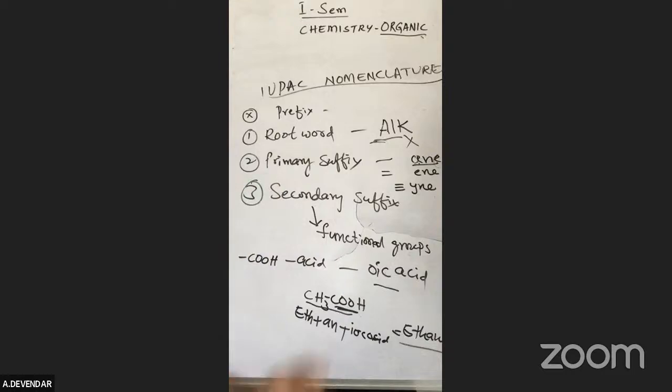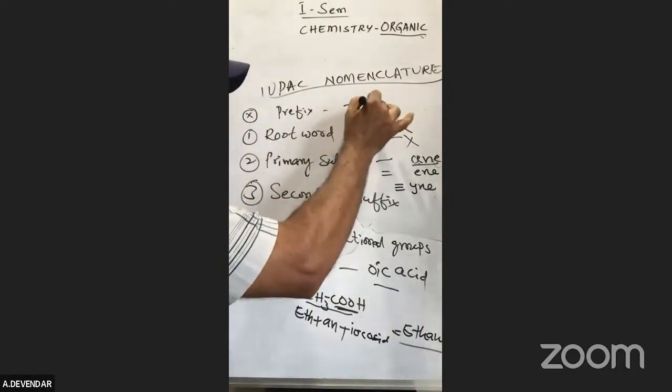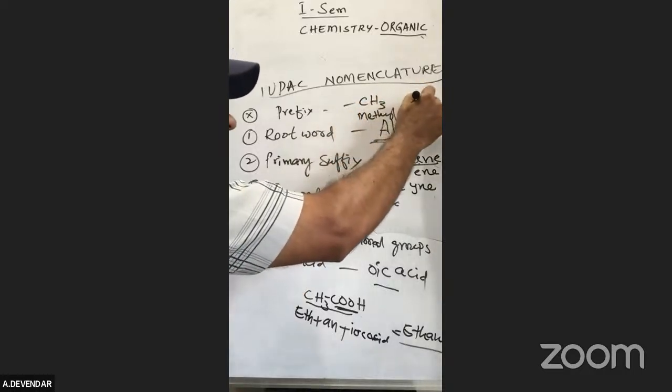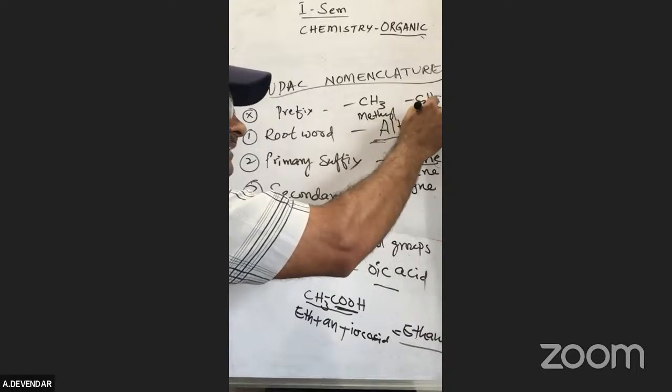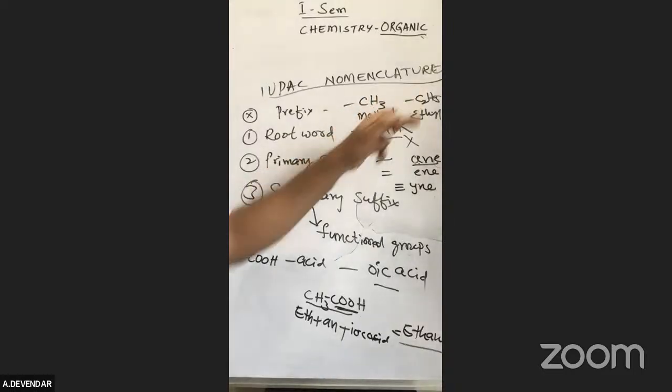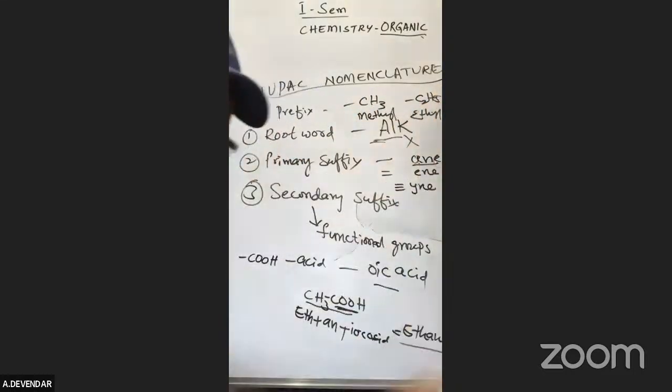This is the root word. That means we have a trunk, like a plant has a trunk. On the trunk, a number of branches come. That indicates the prefix. If the prefix is 1-methyl, this is CH3, called methyl. Suppose C2H5, it is called ethyl. In methane, if one hydrogen is left out of 4, it is called methyl. Suppose X is a halide. Like that, it is indicated as a prefix.